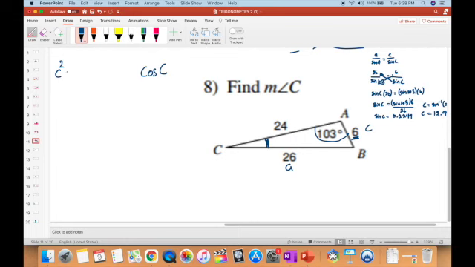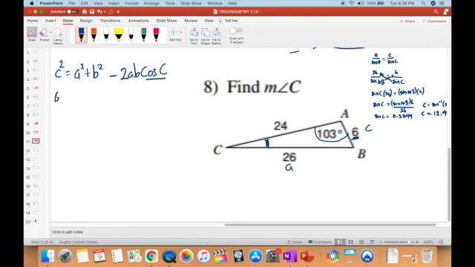We have everything we need. C squared is equal to the other two sides, A squared plus B squared minus 2AB cos of C. So now I could make cos of C the subject of the formula. Let's plug in the values first and see.